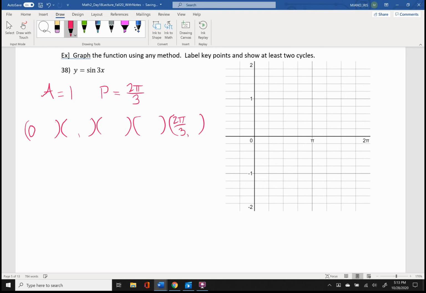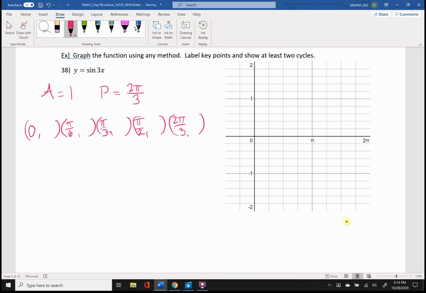Okay? And then we'll have 1 point in the middle that's exactly halfway in between. So what's halfway between 2 pi over 3 and 0? Well, that would be pi over 3. And then halfway between 0 and pi over 3 would be pi over 6. And then halfway between pi over 3 and 2 pi over 3 would be pi over 2. Now, how did I do that so quickly? Well, I did the work ahead of time. So you could just write that down and follow along with me and trust that that's what's up.